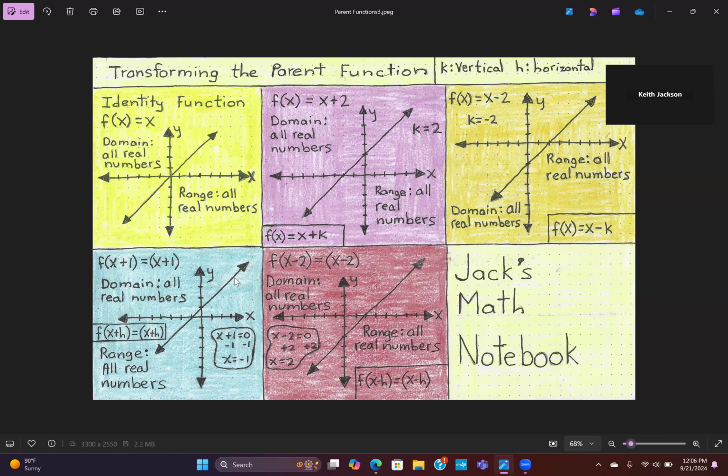Now let's move on to the fourth transformation, in which we now involve h. So now we have f(x + h) = x + h. This has something to do with the horizontal movement of the identity function. Again, the domain will be all real numbers and the range will be all real numbers. Notice how when I added 1, it just moved the function back 1 place right here.